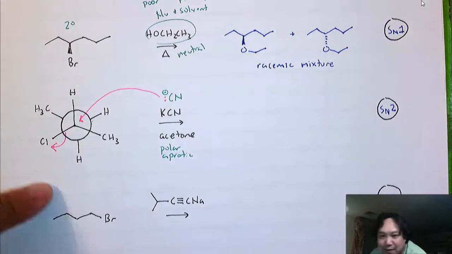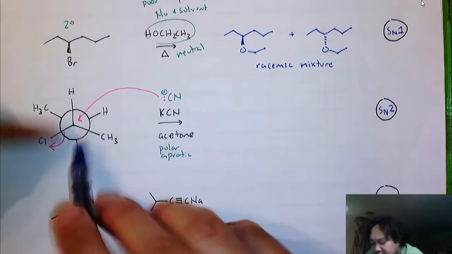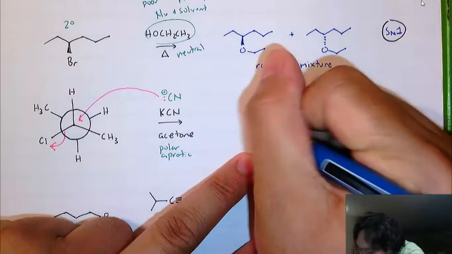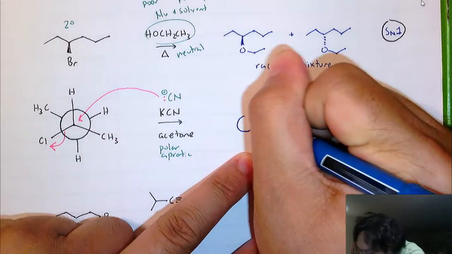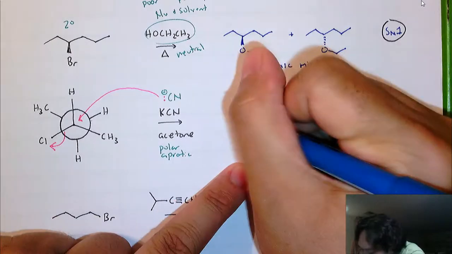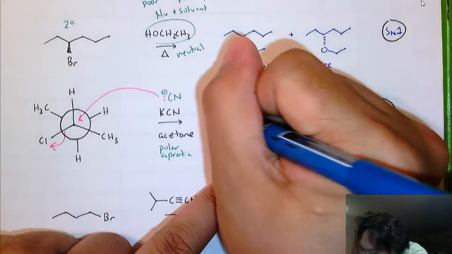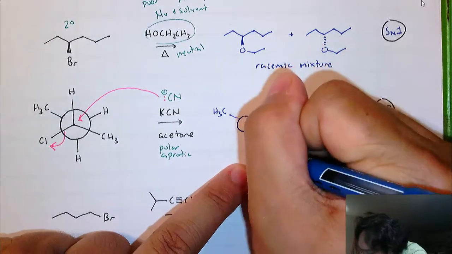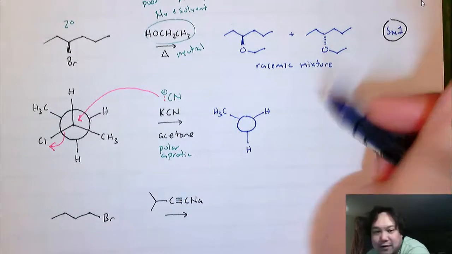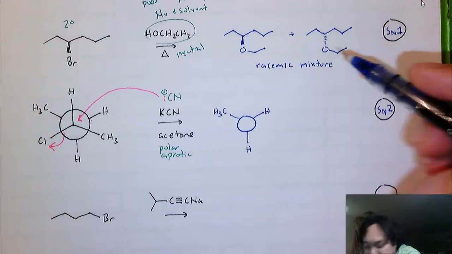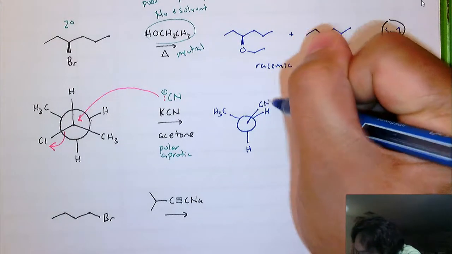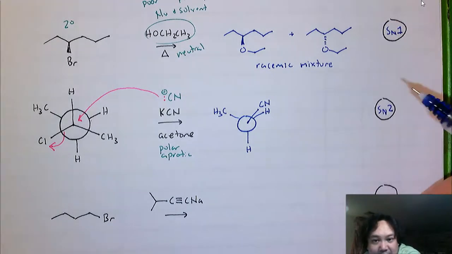The challenge is, how does this change the Newman projection? You could draw it a couple ways. Let me draw the back carbon exactly the way it looks, though, because nothing happened to the back carbon. There's a couple ways to do this. Literally, the CN is right here. That's where the CN came from.